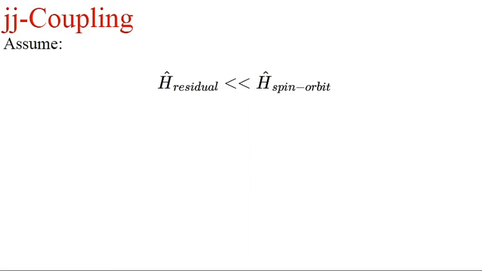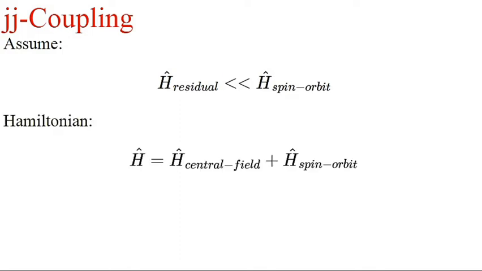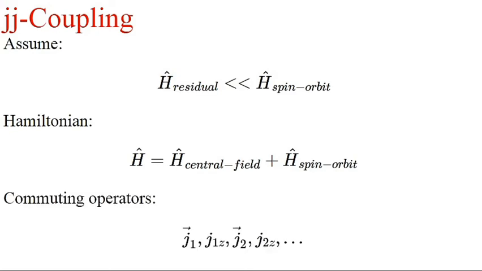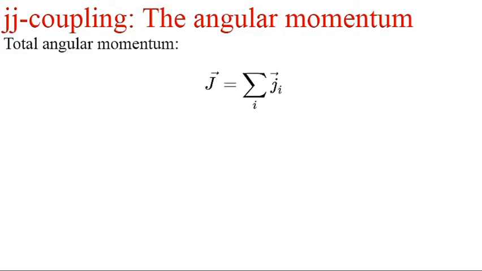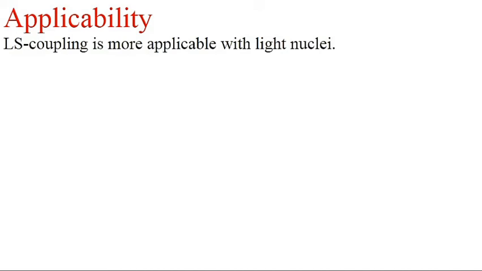JJ coupling: in JJ coupling, we assume that the residual part of the Hamiltonian is much smaller than the spin orbit part, in which case our Hamiltonian becomes this, which commutes with the individual total angular momentum of the electrons and their z component. In this case, it is only worth defining the total angular momentum, which is given by the sum of the individual angular momenta of the electrons.